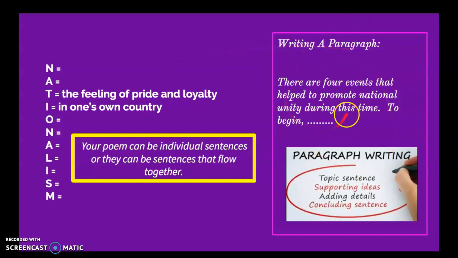And this is your paragraph option right now. So there are 4 events that help to promote national unity during this time. To begin with, that could be your opening sentence, your intro sentence. And you're going to put supporting details or supporting ideas, and a concluding sentence. So use your best paragraph structure for that one. I will put a blank Google Doc for this assignment into Google Classroom, and I will have you just submit it that way.